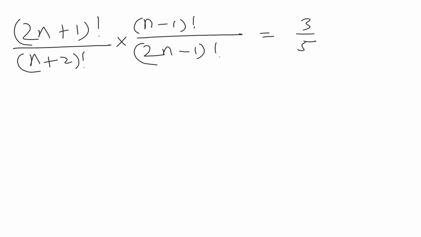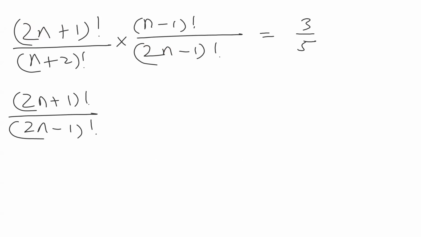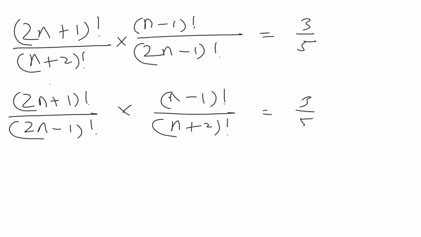Okay, now which terms to group together? See, there is 2n and 2n over here. So let's club these two terms. 2n plus 1 factorial upon 2n minus 1 factorial into n minus 1 factorial and n plus 2 factorial, which is equal to 3 by 5. Now out of 2n plus 1 and 2n minus 1, obviously 2n plus 1 is the bigger term, because if you assume any random value of n, 2n plus 1 will give you a greater value than 2n minus 1. So we have to reduce 2n plus 1 to 2n minus 1.